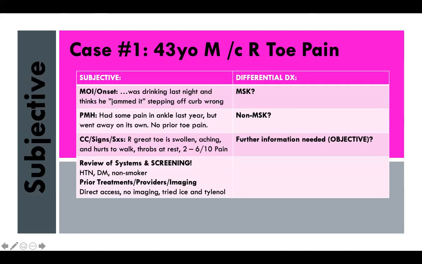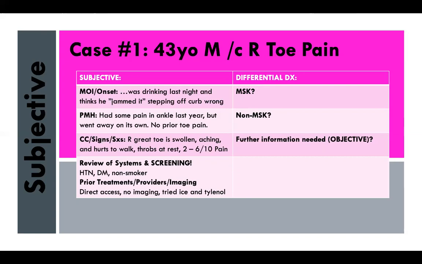All right. So within your subjective, you start asking questions, you gain a little bit more information. This patient came to you, his wife had been a patient, so she highly recommended you, so he came right away. He didn't go see his PCP, direct access. So you don't really have any imaging, you don't have any lab results, and he starts to fill you in on what happened the prior night. So he went out drinking for this reunion. He thinks he might have jammed the toe stepping off of a curb wrong, but he's really not sure. He's drinking. He doesn't have great memory for all the events that happened last night.